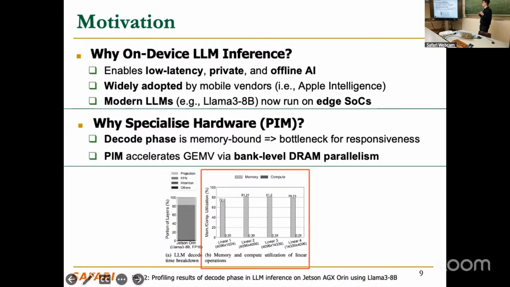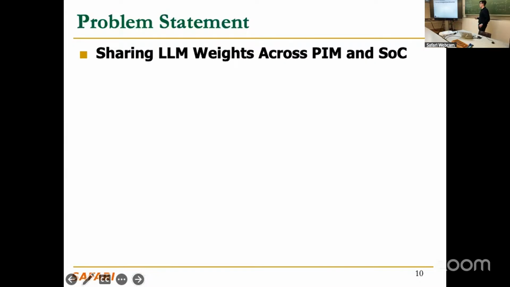Also, the high DRAM bank-level parallelism gives PIM the opportunity to accelerate these matrix vector multiplications. And by tackling the problem using PIM, we may be able to solve the challenge we can see here. In this figure, they show that the compute utilization is less than 1%, whereas the memory bandwidth utilization is very, very large. So the problem statement in short is how to share LLM weights across PIM and SoC in an efficient manner.